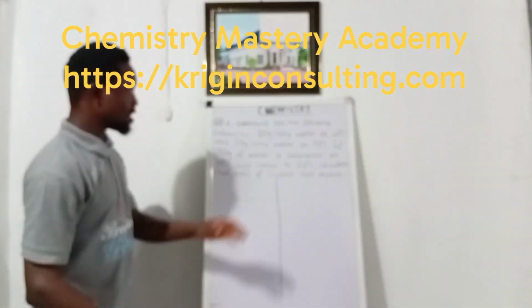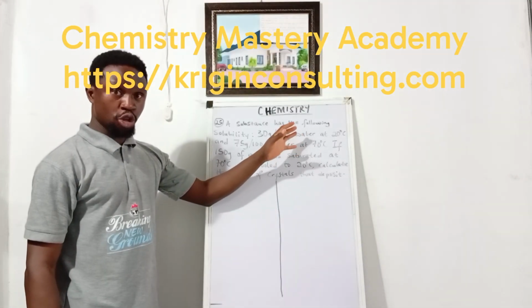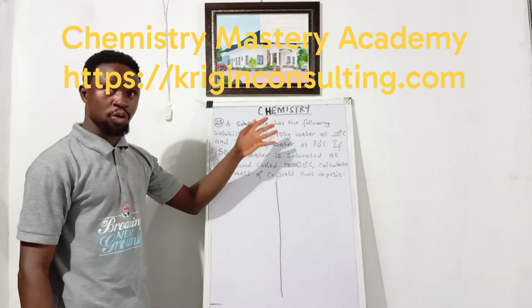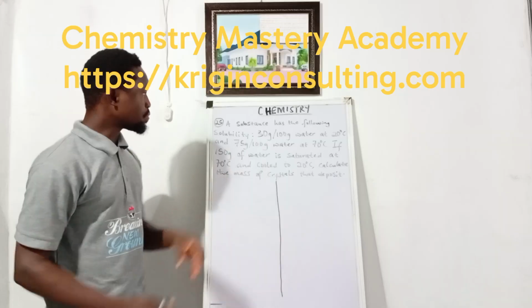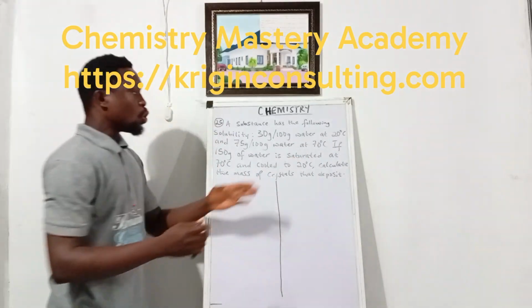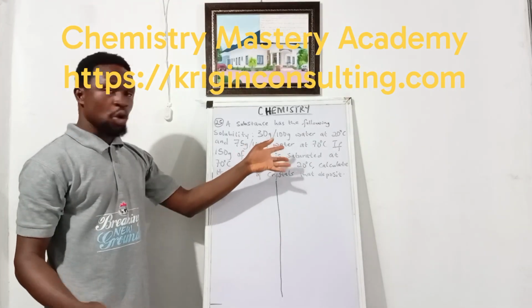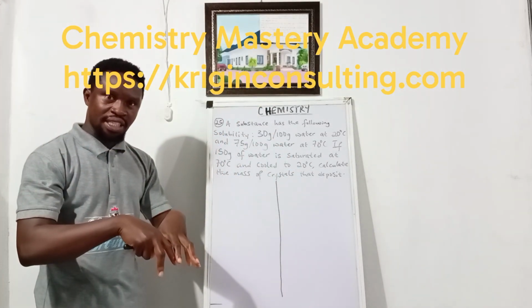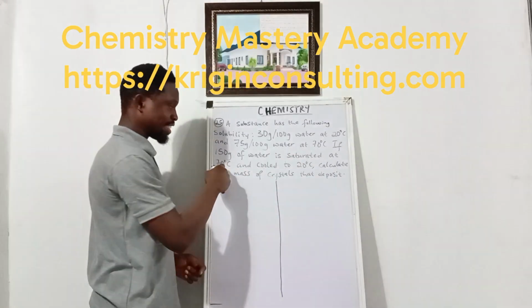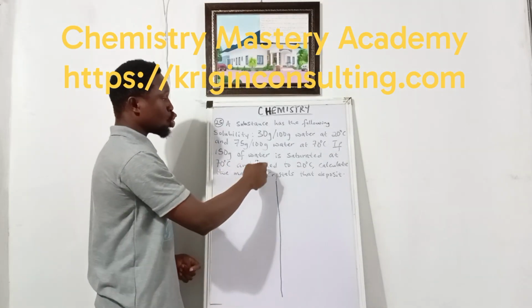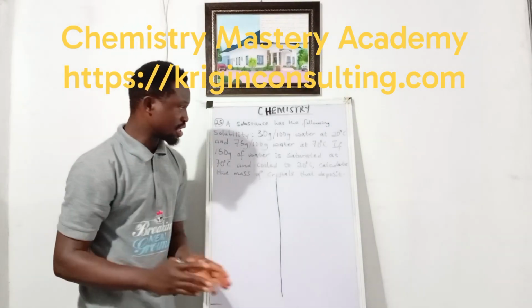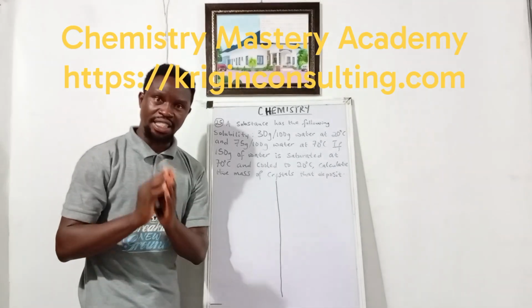Now that goes to tell us that the temperature also matters. The temperature has a way of determining how much of that substance will dissolve in water. If 150 gram of water is saturated, that is 150 gram of water contains that substance that is dissolvable in water, that's what we mean by saturated at 70 degrees Celsius and cooled to 20 degrees Celsius. Calculate the mass of crystals that deposit.